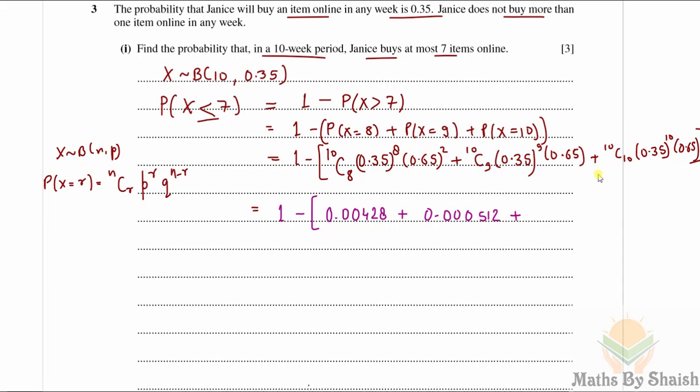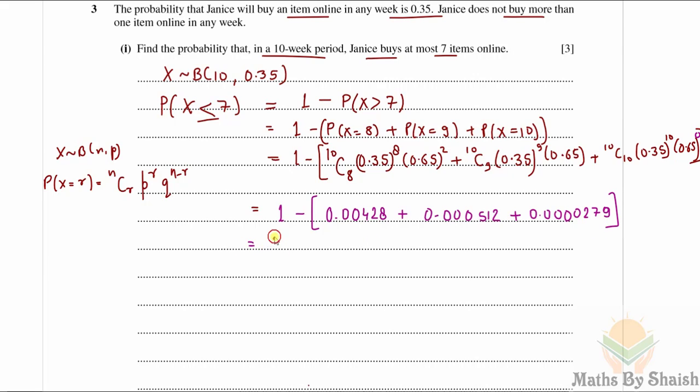10C10 is 1, we know that it is going to be simply 0.35 raised to the power 10, because this power would be 0, I missed it, this power should be 0, and this value is coming 0.0000275, so 2758, so 279, and then we'll calculate this.